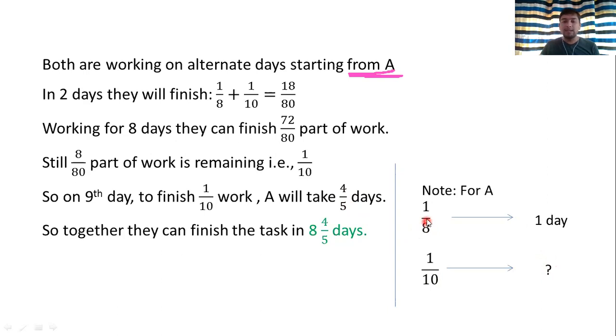Look, which is greater, 1 by 8 or 1 by 10? Which one is more? 1 by 8. That means in one day he is completing 1/8 part. Obviously, to complete 1/10 part, it will take less time. If a day has 24 hours, it will take less than 24 hours to complete 1/10. Because the work is less, obviously the time will also be less.